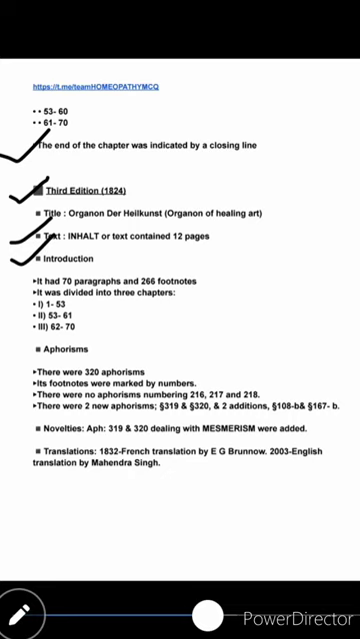Now the translation. In 1832, French translation by G. Bonau. In 1800, first English by C. H. Derry. And in 2000, second English translation by Mahen. Now we are come to the fifth edition.